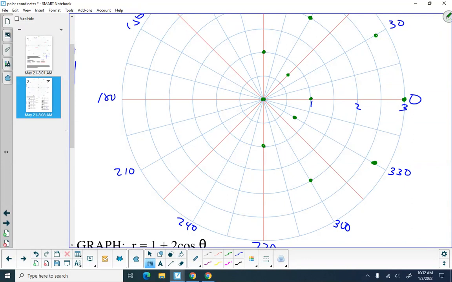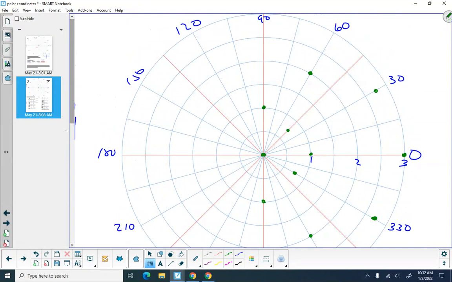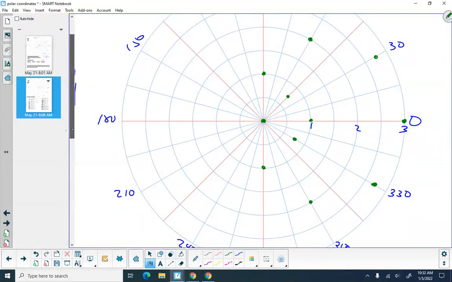Now, the question is, how do we graph, or how do we connect the dots here? How we connect the dots is we have to go in numerical order according to the degrees. So we have to go from 0 to 30 to 60. Now, this is not going to be a straight edge with a straight line. This is going to be curved. So we're going to go from 0 to 30 to 60 to 90 to 120. And we're going to continue on.